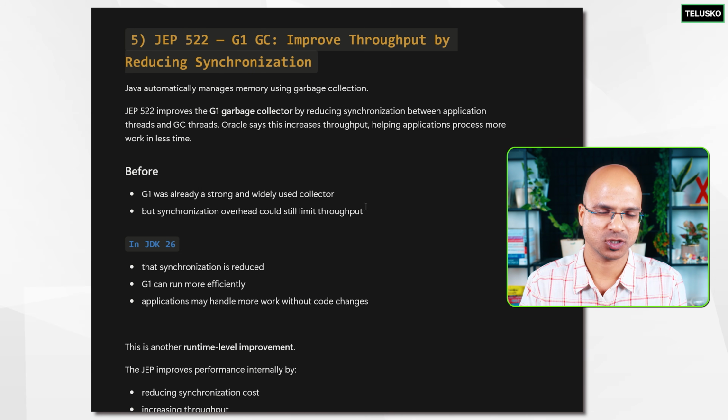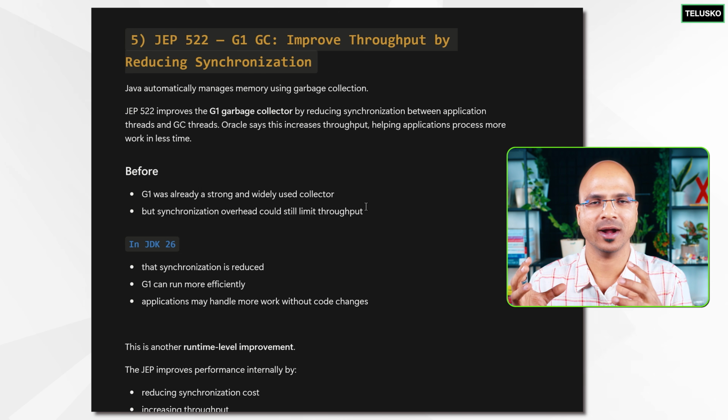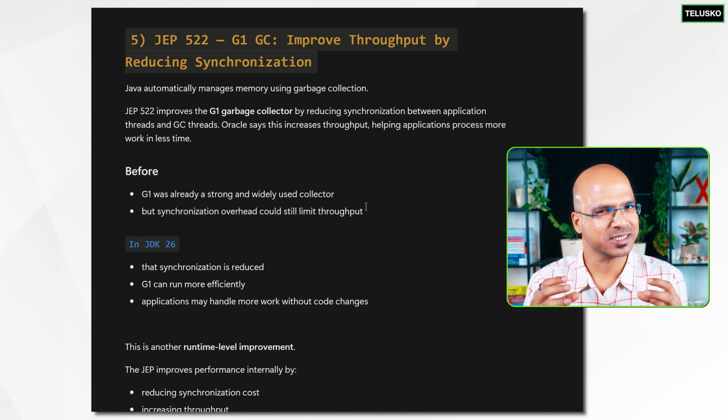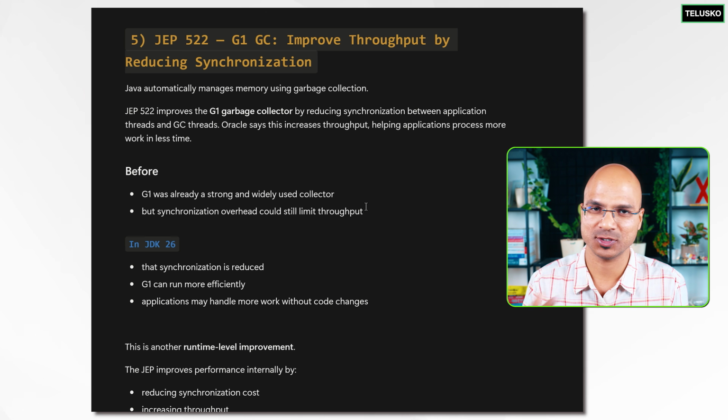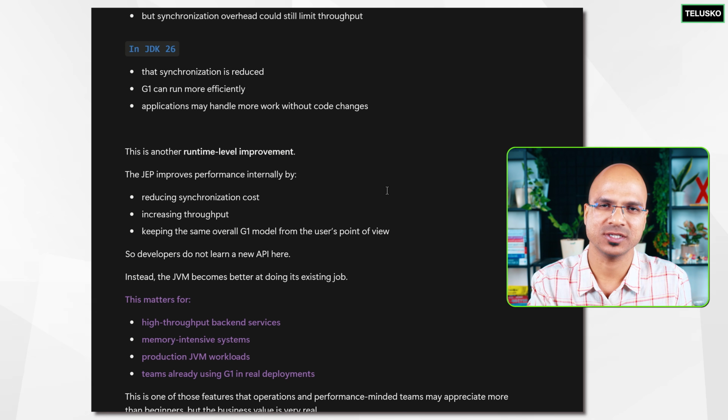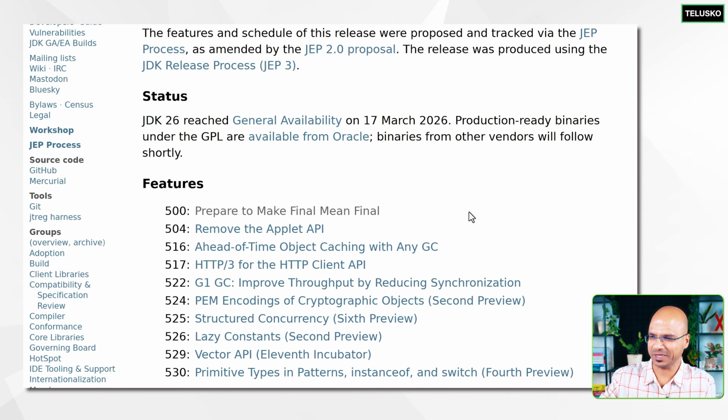Let's talk about one more update for the speed. This time it is for the G1 garbage collector. There's an issue with synchronization. When you have your application, you've got GC threads and then you've got the application threads. Sometimes it takes time for the synchronization between these two. Now with this new update, the synchronization issue will be reduced and it will speed up the application. Again, as a developer, you don't have to worry about all those things. These are internal changes. So those are the main updates here.